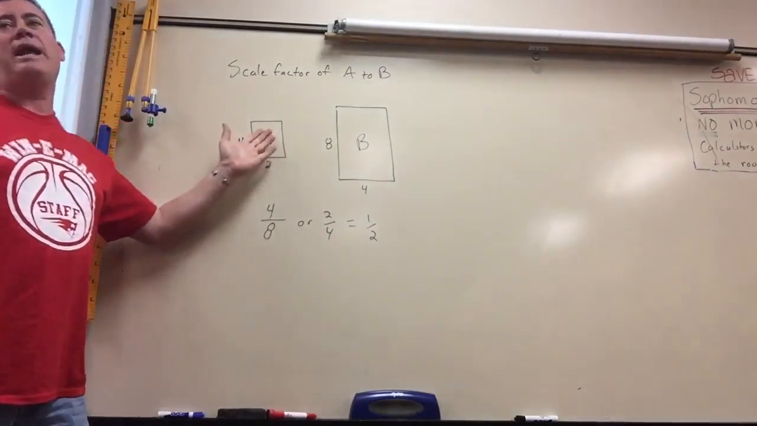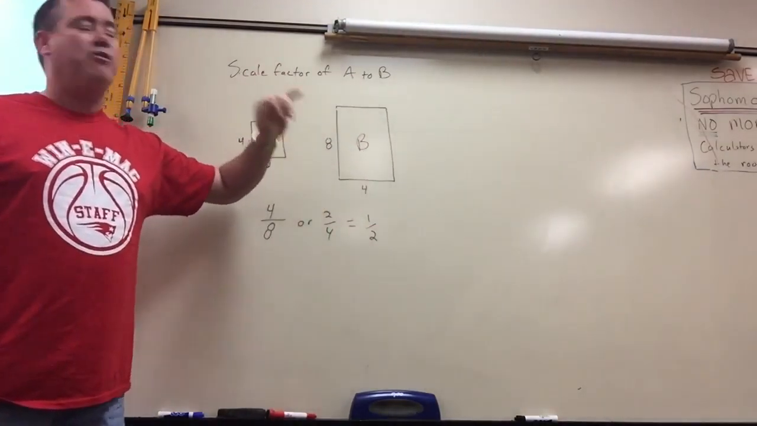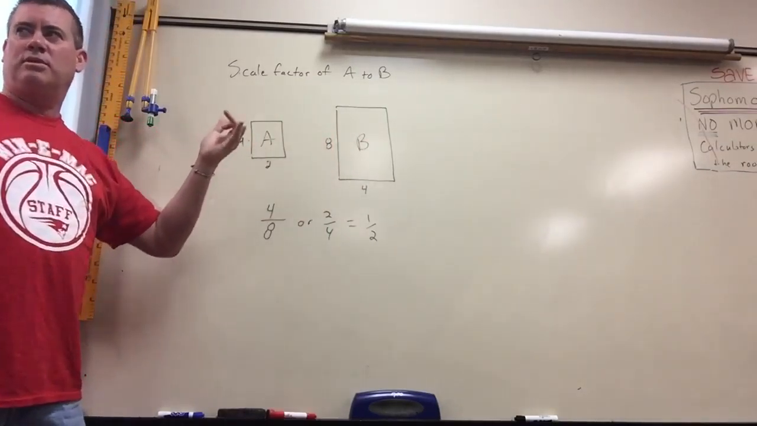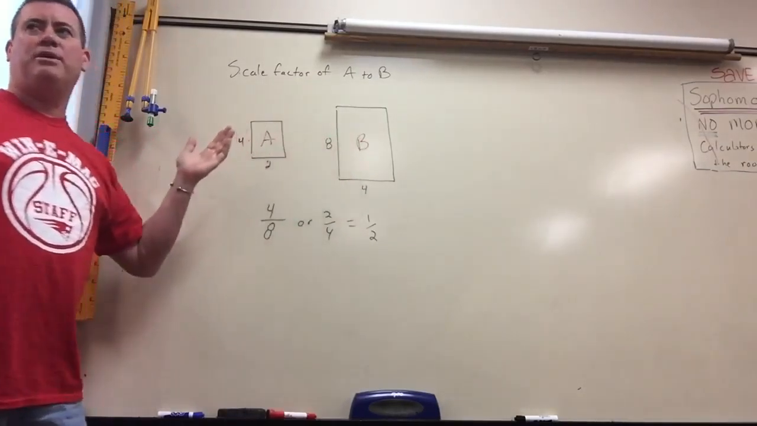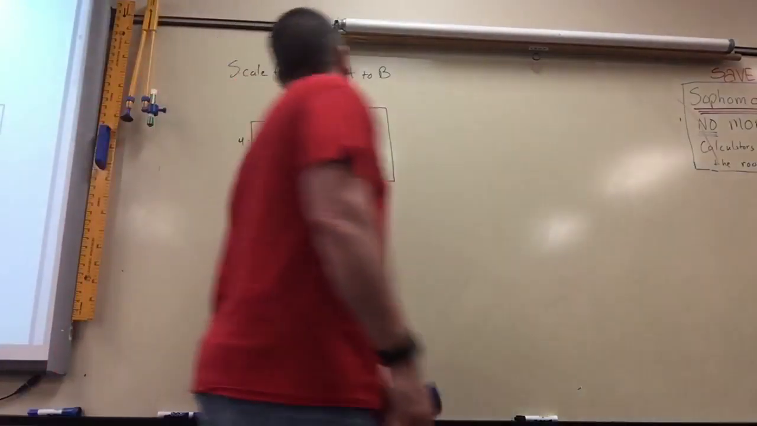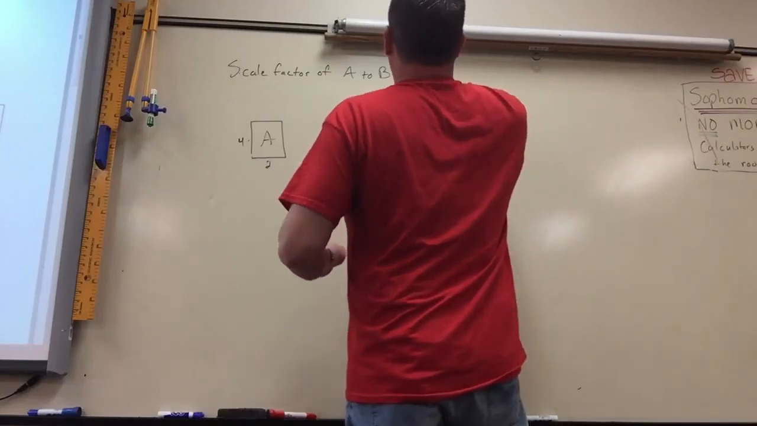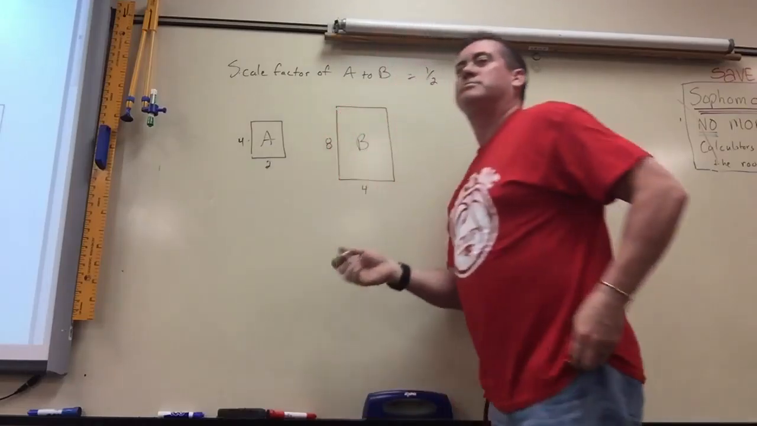That means A is 1/2 of B. If they reversed it, the scale factor of B to A would be 2 to 1. Alright? That means B is 2 times bigger than A. So, the scale factor of A to B equals 1/2.